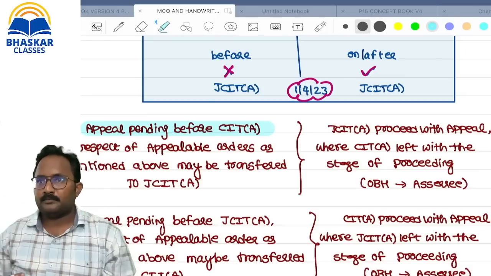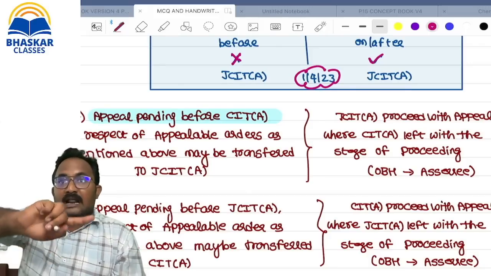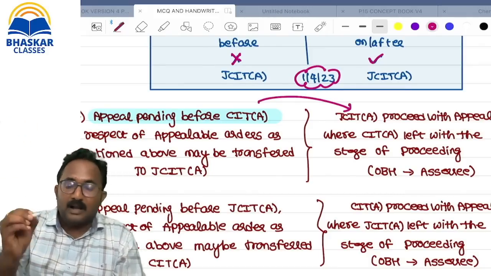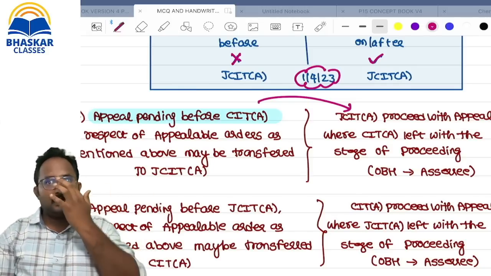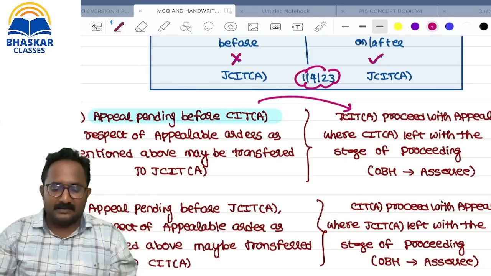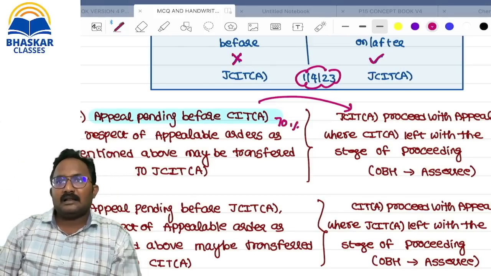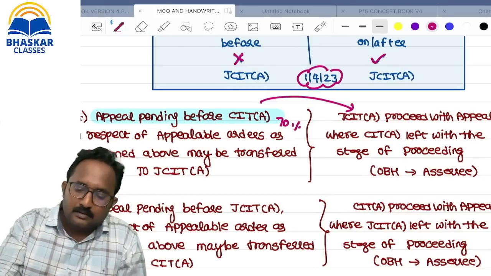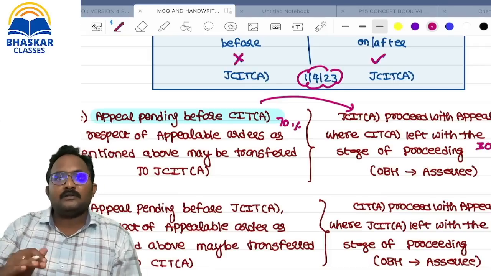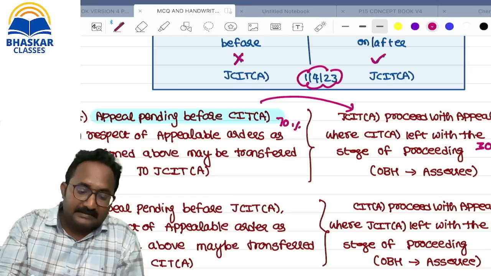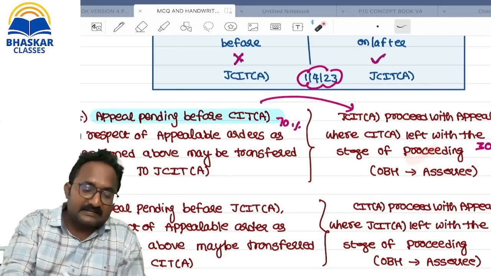Work burden is more. On that occasion, after introduction of JCIT, we can transfer the cases from the CIT to JCIT. But already some work can be done by the CIT, so that means hearing process or whatever it may be. Example, 70% of the work is done by the CIT with respect to one file. Then the remaining work only needs to be done by the successor. So no need to start from the beginning, where the predecessor left. Predecessor is the CIT appeals. From that only the successor can continue.